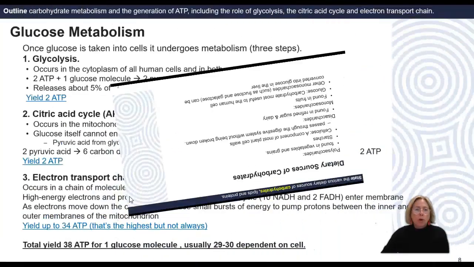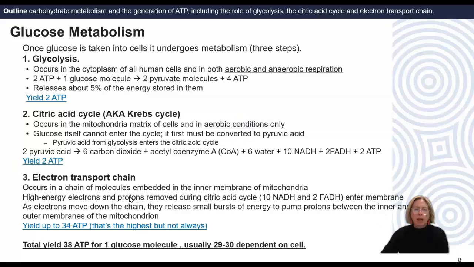So I'm just going to give you an overview now of glucose metabolism and the generation of ATP. We're not going to go into this in any detail, really. If you need to know this for your course, you'll do this in biochemistry subjects. So once glucose is taken into cells, it undergoes metabolism, and there are 3 steps involved. The first one is glycolysis, okay?